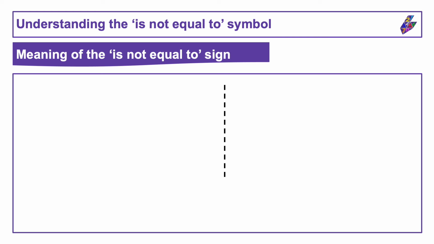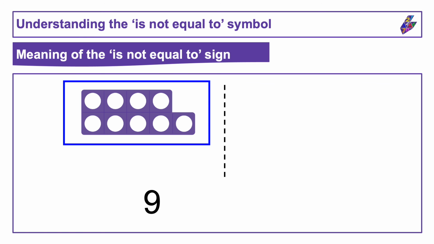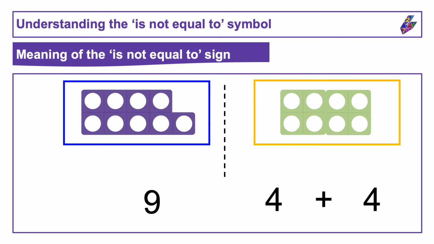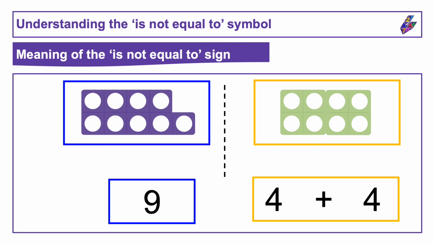What if the pieces were slightly different? Let's imagine we had 9 on the left and 4 plus 4 on the right. Is the left side equal to the right side? Well, the total value of 4 plus 4 is 8. This is less than 9, which means these are not equal. So we can show this relationship like this. 9 is not equal to 4 plus 4.